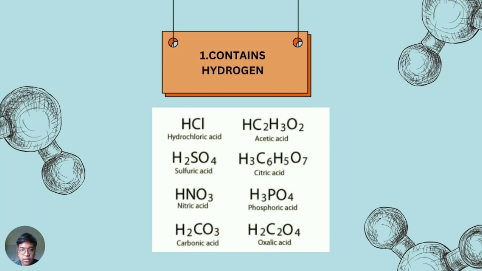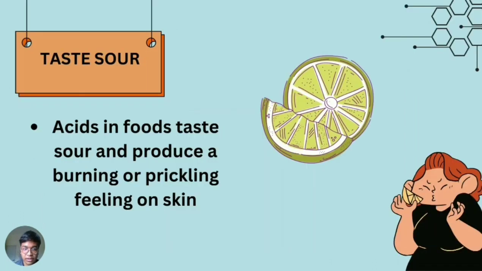These are a few examples of acid. First one is hydrochloric acid. Second one, sulfuric acid, nitric acid, carbonic acid, acetic acid, citric acid, phosphoric acid, and oxalic acid. As you can see, they have H in the chemical formula. The second one is taste sour. Acid in food tastes sour and produces a burning or prickling feeling on skin.